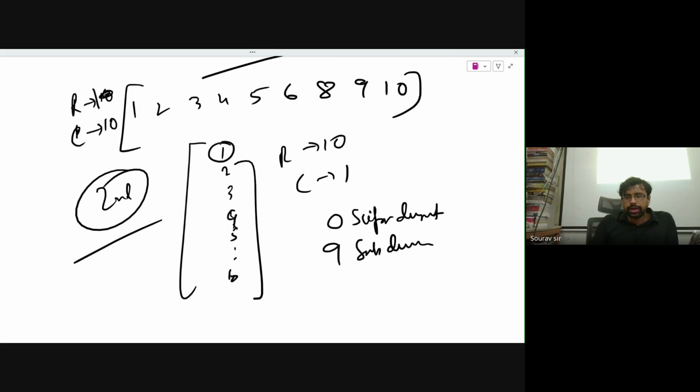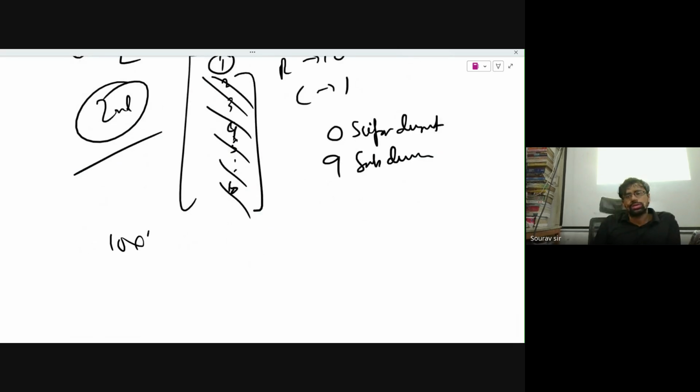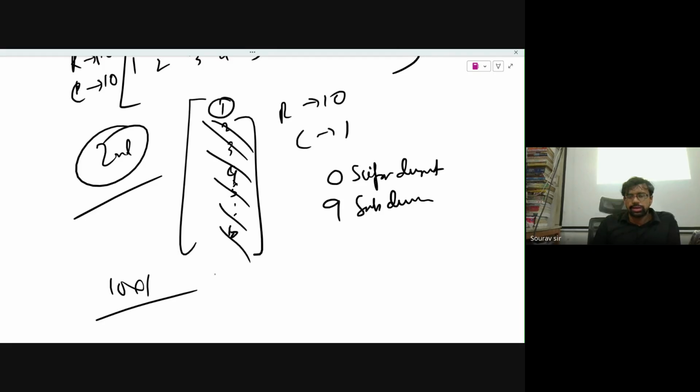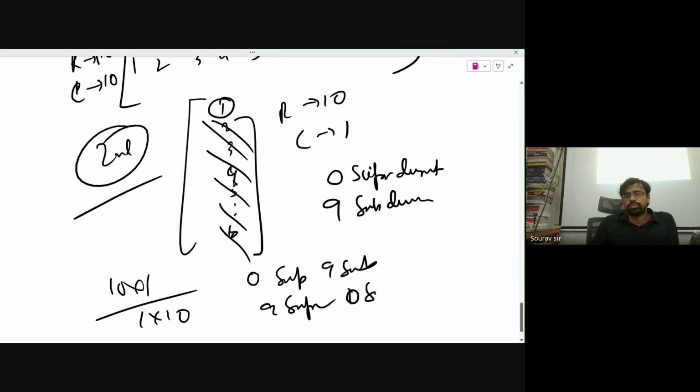If you take 1 as a value, then like this, crossing, any one value you can leave, okay. In case of the reverse, in 10 cross 1 it will be the opposite, okay. So in case of a 10 cross 1 matrix, 0 super, 9 sub. In case of 1 into 10, 9 super, 0 sub. That's it.